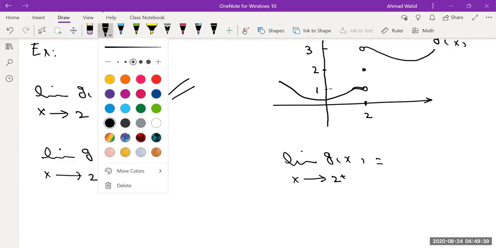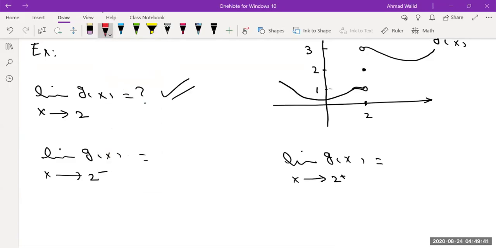Again, I'm changing the color of my cursor. I'm approaching 2 from the left. Here, I'll go close to the 2 from the left. How much is the value of this point? If you read it on the y, it gives you 1. Correct?